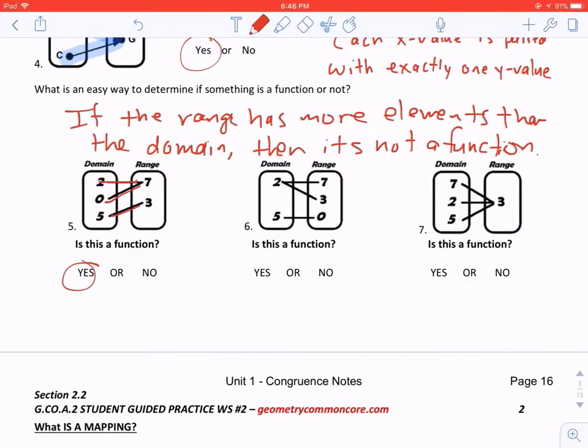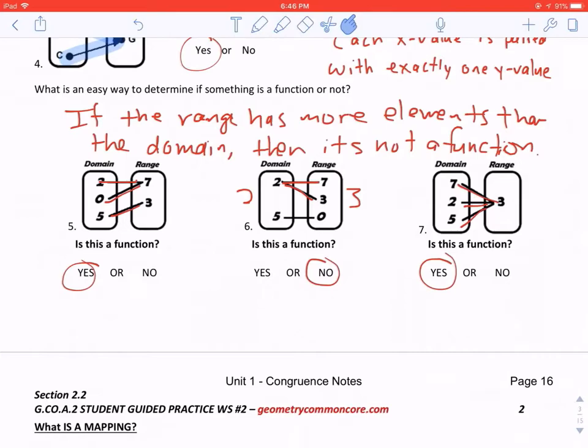Number 6, not a function. The range has 3 values. The domain has 2. The old-fashioned way, 2 has a choice. It could go to 7 or it could go to 3. Not a function. Number 7 is a function. The domain has 3 values. The range has 1. If the range is less than or equal to the domain, then it's going to be a function.